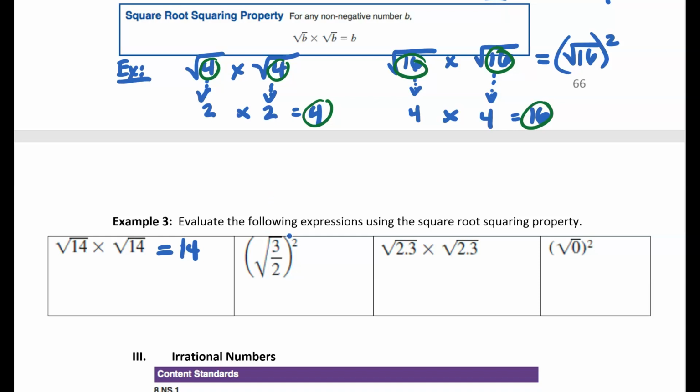Same thing here. So the square root of 3/2 squared is just 3/2. That square and the square root just cancel each other out. This one was going to be 2.3. And then the square root of 0 squared is just 0. So don't be afraid of the square root of 0. The square root of 0 is just 0. But this square root and square, those end up canceling each other out.